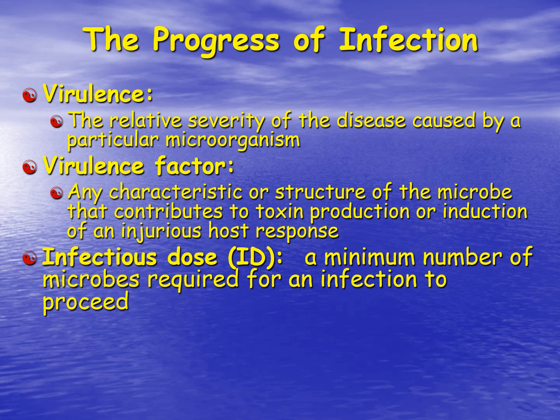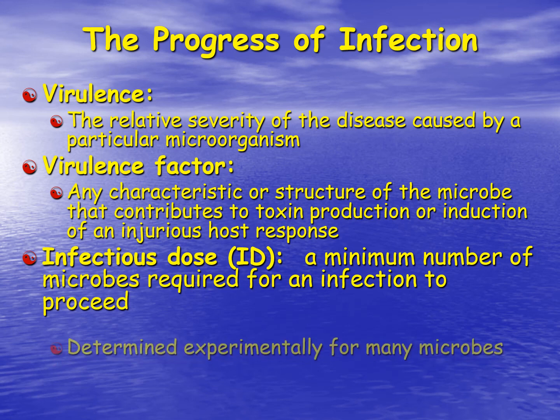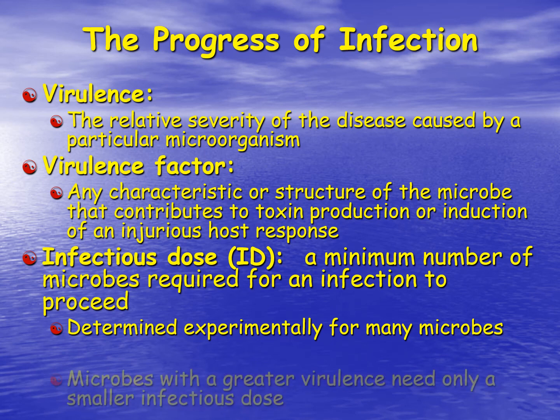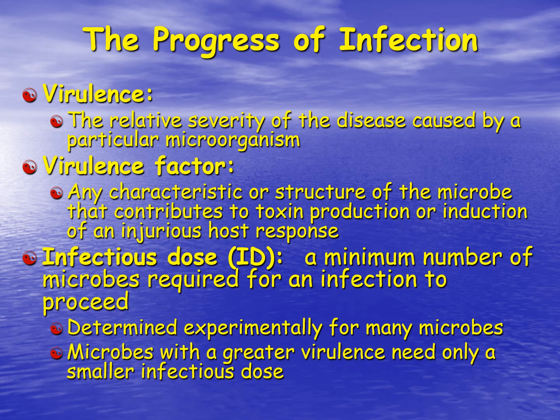This is the minimum number of microbes required for an infection to proceed. If I have a highly virulent organism, I will not need very many organisms in order to establish an infection. But if I have a low virulent organism, the infectious dose must be much greater. This has actually been determined experimentally for many microbes. Microbes with greater virulence need only a small infective dose, and in fact, rabies can be caused by a single rabies virus.